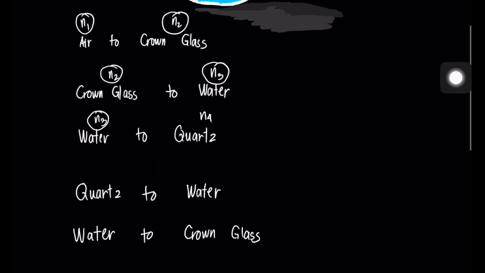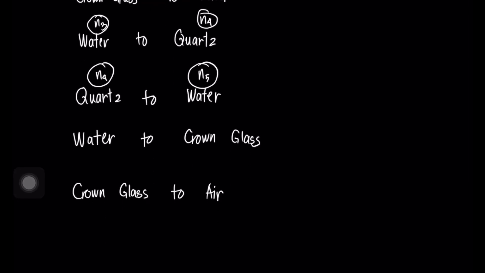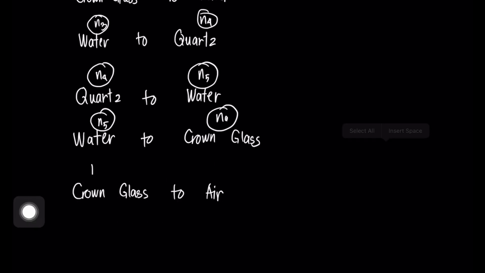Next, light is traveling from water to quartz. So water is still n sub 3. And then our quartz will now be n sub 4. Then, the light is now traveling from quartz to water. Therefore, our quartz is still n sub 4. Our water will now be n sub 5. After that, n sub 5, still our water. Then our crown glass will be n sub 6. And then crown glass to air again. So we have n sub 6, and this will be n sub 7.